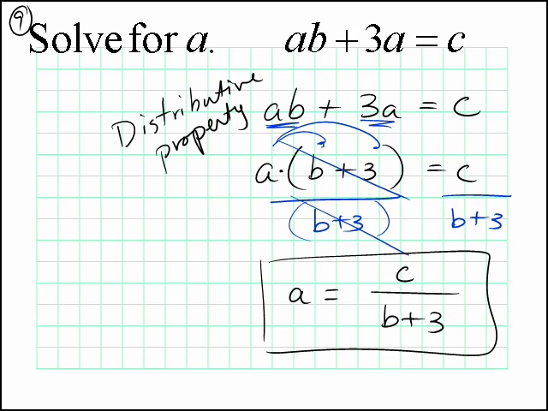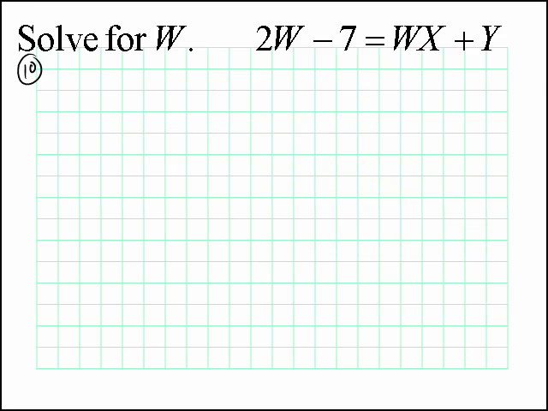If you have your variable appearing more than once, most likely you will have to use this distributive property or factoring in order to solve for the variable. Example number 10. Solve for w. Now I notice that I do have a w here, and also a w times x there, and so those terms must be all moved to one side so that I can factor the w out and use my distributive property. First I'm going to add the 7 to both sides. I'm going to move the 7 to the other side. That gives me 2w equals wx plus y plus 7.